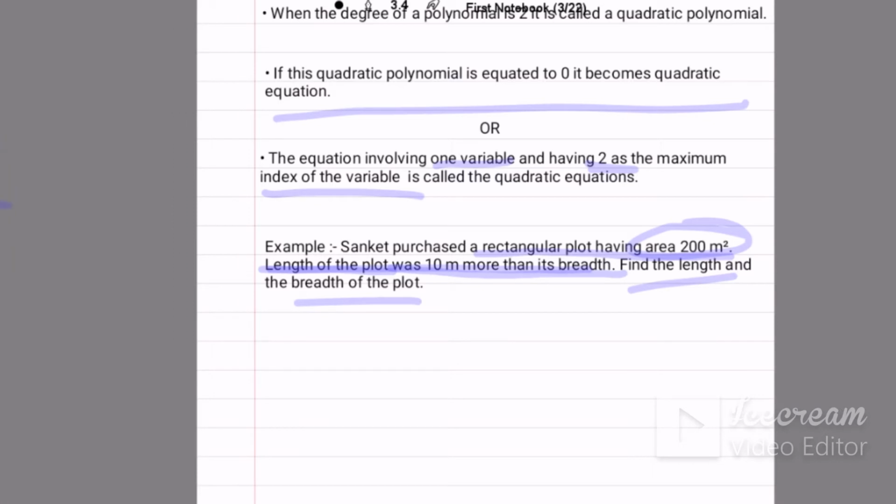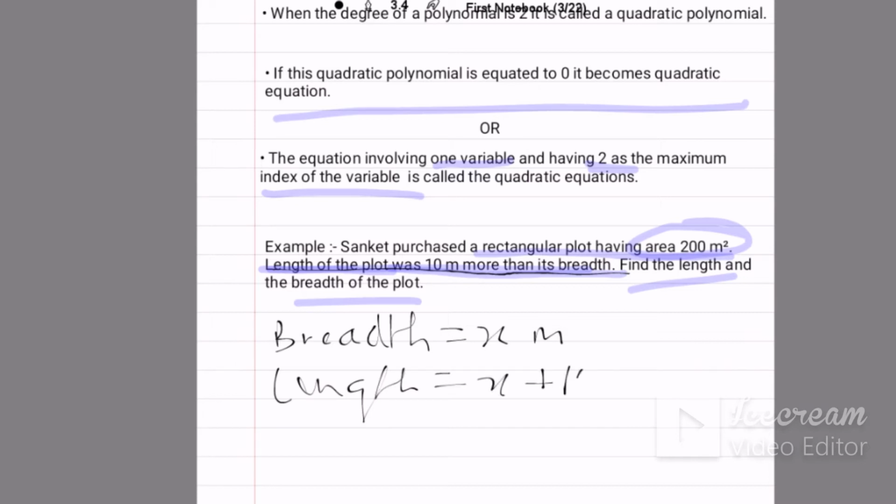Now we are going to solve this, and let's see how we are going to get this quadratic equation. Suppose we consider the breadth of the rectangular plot to be x meters. Then what they have given is the length of the plot was 10 meters more than its breadth. That means if we add 10 meters to the breadth, we will get the length. So length is equal to x plus 10.